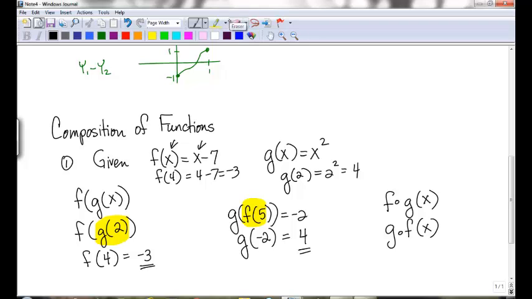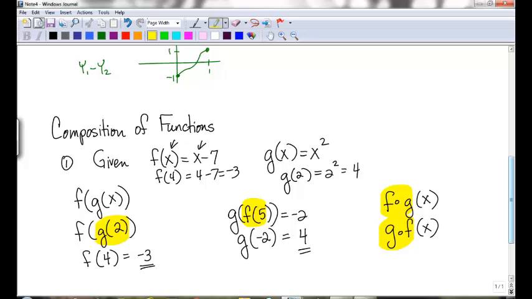Somebody came back one time and said, "Miss Elliott, we're studying fog and golf." I said, "You're what?" "Fog and golf." I said, "No, you're studying composition of functions, not fog and golf." Okay? Okay. Basically, that's the idea on those. Do you need another example?